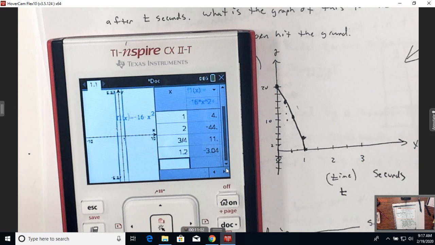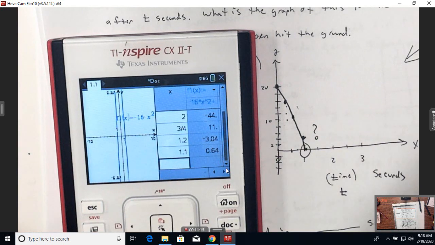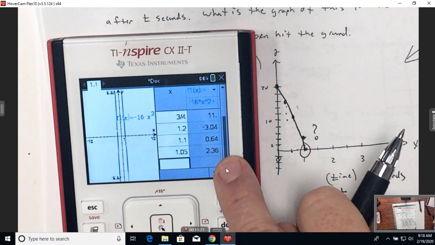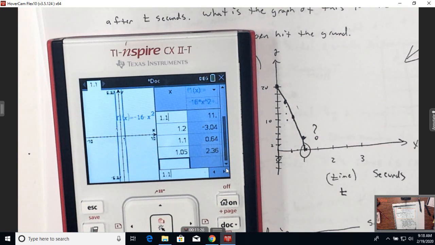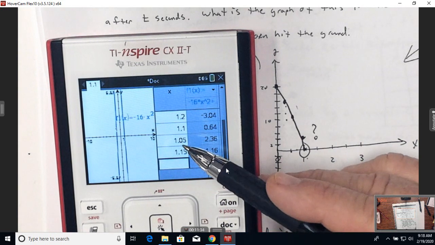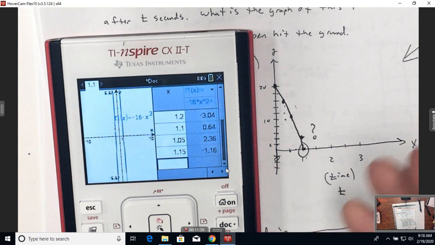But where is that? Where is this point right here to where it hits the ground? See, I could sit here and guess. Let's try guessing values. 1.1. Oh, didn't hit the ground yet. It's 0.64 feet above it. So I have to guess in between 1.1 and 1.2. So maybe it's 1.05. Nope, that's 2.3, right? So I'd have to guess in between those and so forth. Actually, that was a bad guess. It should be 1.15. I'm sorry. It's still negative. I don't know. So I'd have to guess in between 1.15 and what? 1.1. So I'd have to keep guessing and checking in between values until I get it.